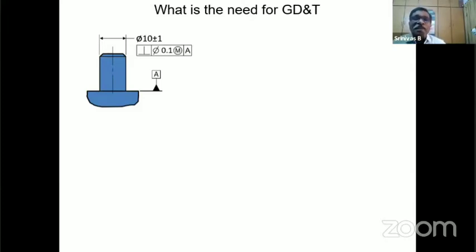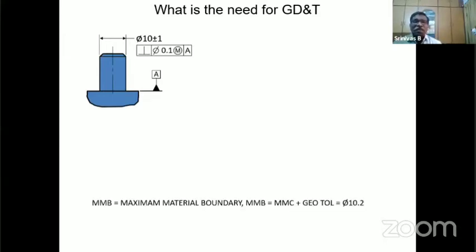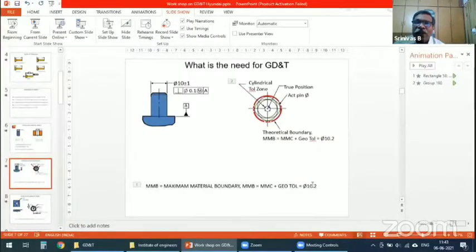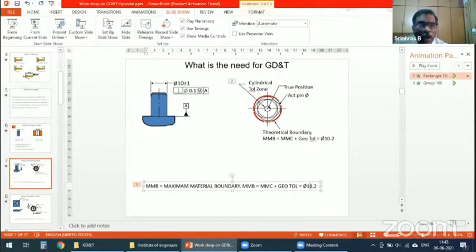11.1 is MMB, maximum material boundary. Is it clear, sir? That is what MMB is. Here it is given 10.2, it is not 11.1. I hope you understand, gentlemen. I have taken this also as 0.1, I think. It is not, it is appearing as 1 mm. MMC is 11 mm and orientation tolerance is 0.1 mm. It is 11.1. Are you understanding, sir? It is 11.1.